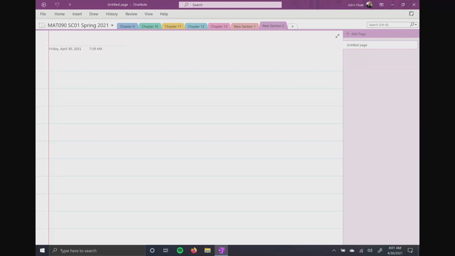All right, here we go. Chapter 16. So we only have, I think, two sections, 2 or 3. Can't remember off the top of my head. But chapter 16, compound inequalities.